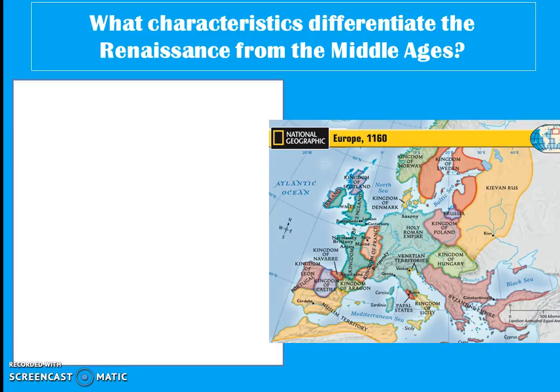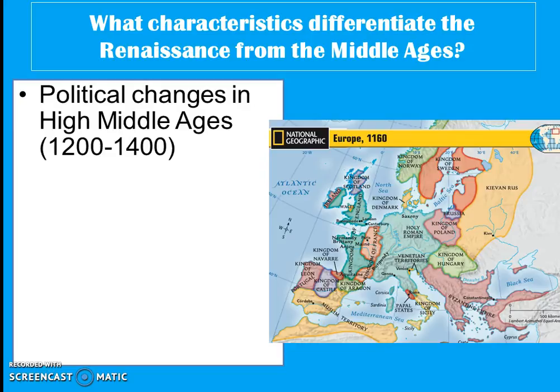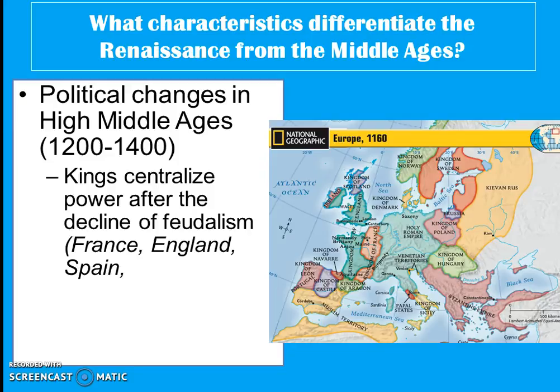So, our essential question for today is what characteristics differentiate the Renaissance from the Middle Ages? So our last unit was about the Middle Ages. This unit is all about the Renaissance and Reformation and the changes that occurred during this golden age in Europe, some say. So the political changes in the High Middle Ages are very important to setting up the Renaissance. So again, the High Middle Ages is that 1200 to 1400 time frame.